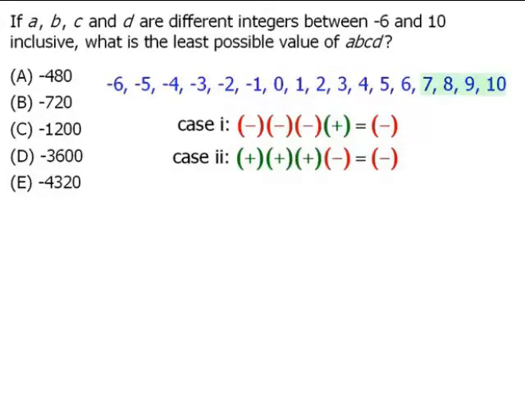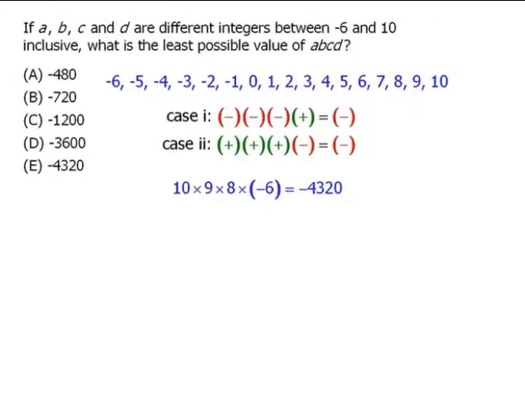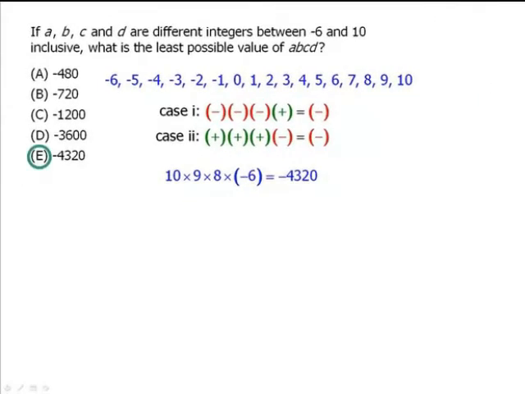Now notice that the magnitude of our positive numbers is greater than the magnitude of our negative numbers. So we want to include as many positive numbers in our product as possible. So to create the least possible product, we're going to use the following numbers. When we do so, our product is negative 4,320, so our answer is E.